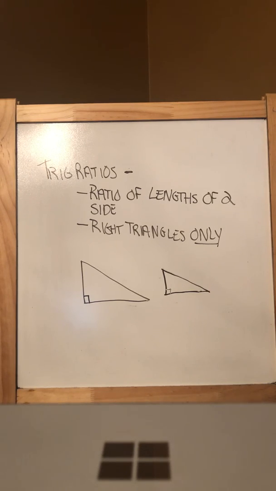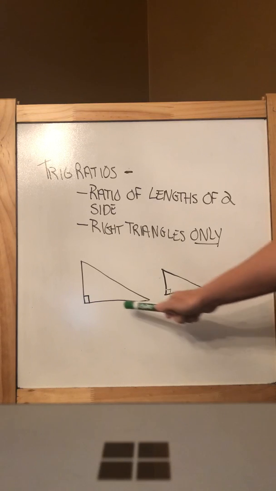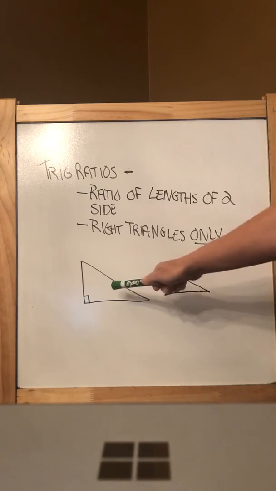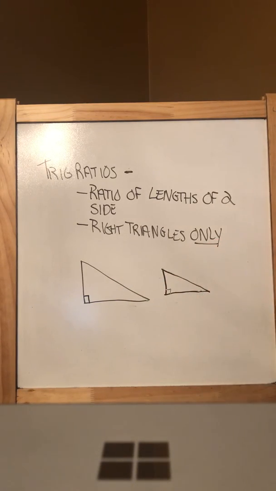So trig ratios are the ratio of the lengths of two sides of a triangle, and it has to be a right triangle. We are now talking about right triangles only, and this is why. So look here, I have two right triangles, okay? One's obviously quite a bit bigger than the other one.